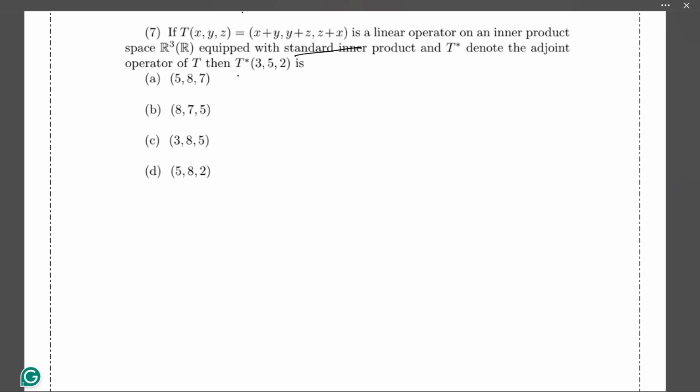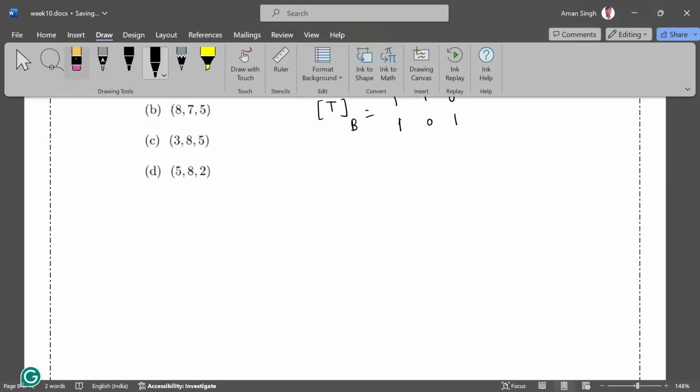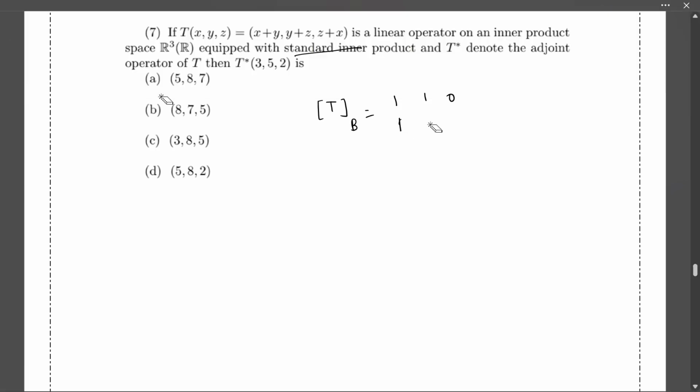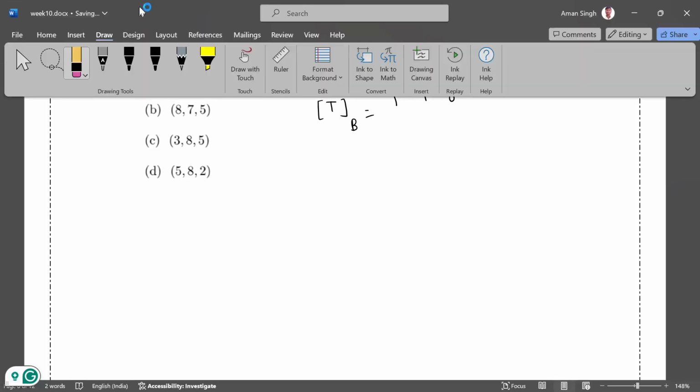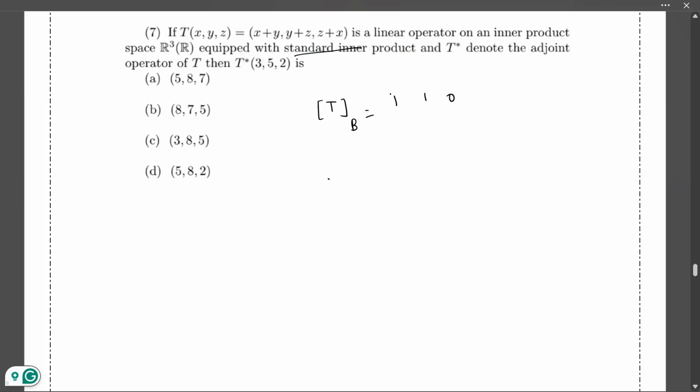Let's see first of all the matrix representation of P, and then we'll go for T star. So the matrix representation of P with the standard ordered basis. This is 1, 1 0 here, 1 0 1 here. I'm wrong, the second row should be 0 1 1. I'm writing so fast. You can also write the matrix representation. How?